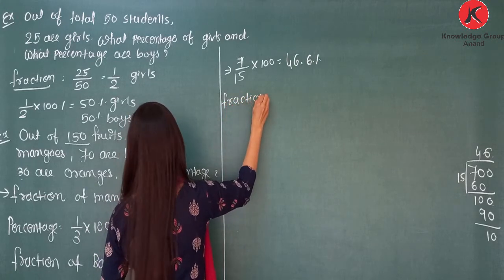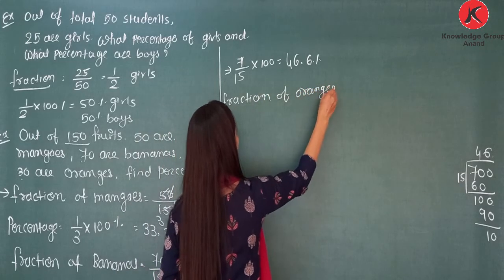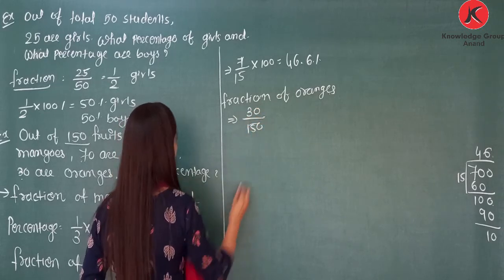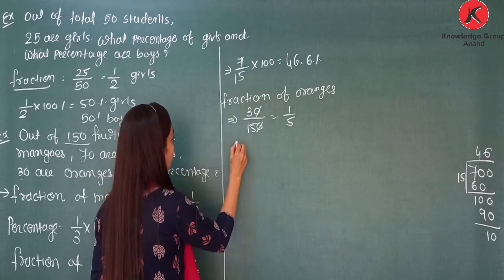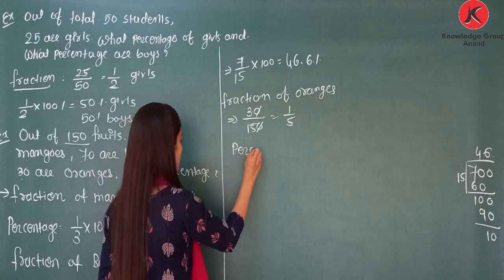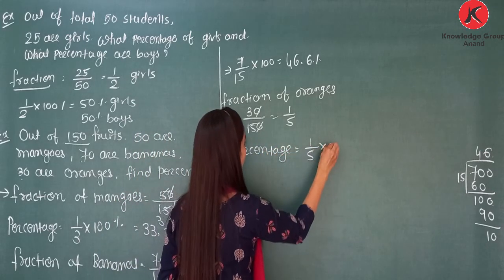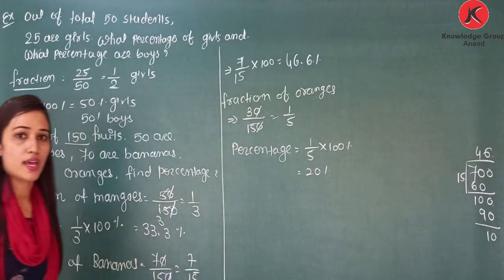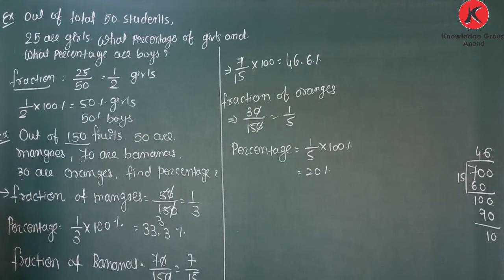And next, fraction of oranges. From 150, 30 are oranges. So here we can write 1 by 5. So percentage will be 1 by 5 multiplied with 100, which is 20%. Okay, so this way you can find the percentage of a given number. First of all, you need to find the fraction and then convert the fraction into percentage.